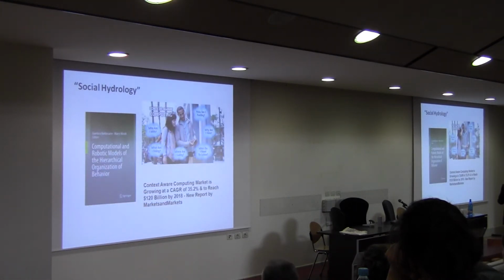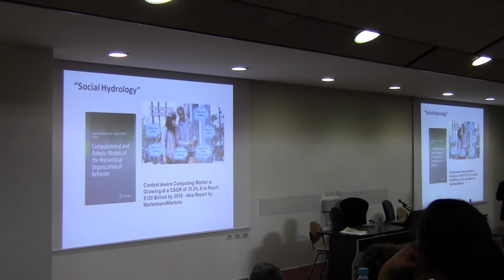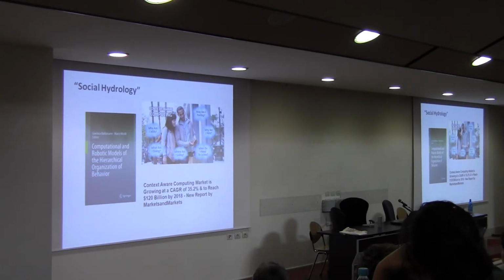So this contextual aware computing market is growing at a CAGR, a growth rate, of 35.2% to reach 120 billion by 2018. Hey guys, get into it. It's not just a five-hour dance. So this is contextual computing up here, this is what they're doing. And here's a book written about how to program robots.